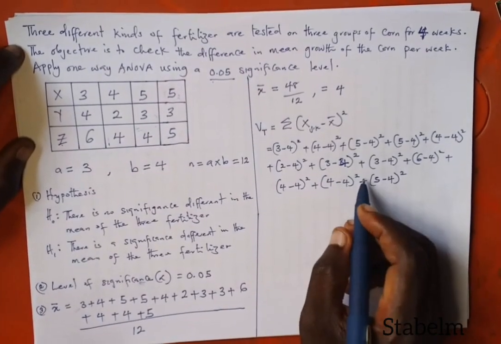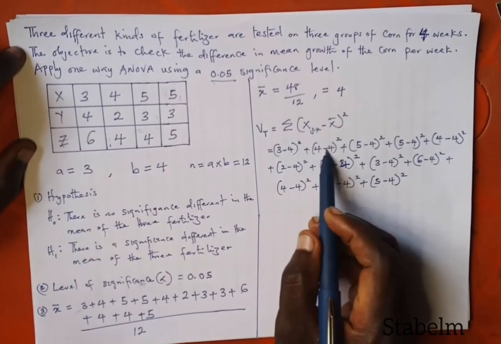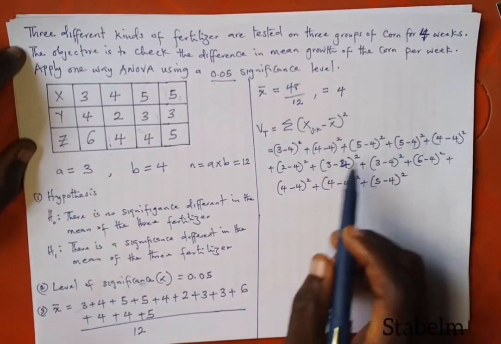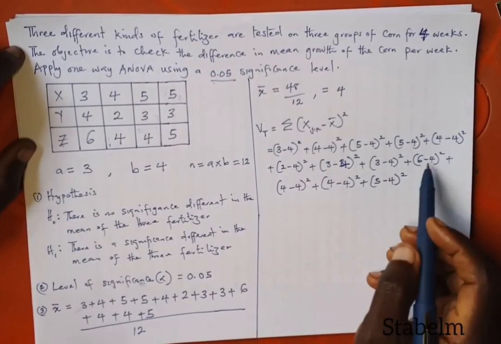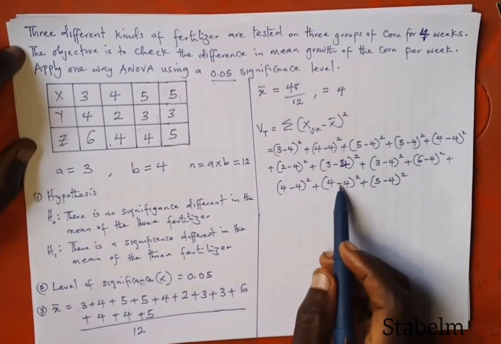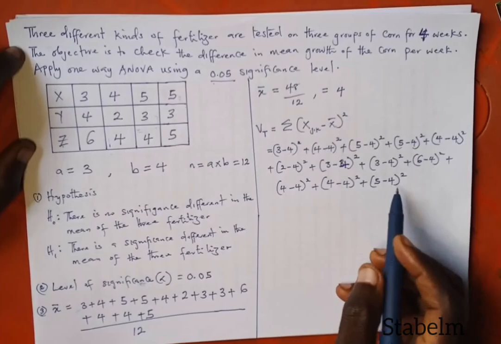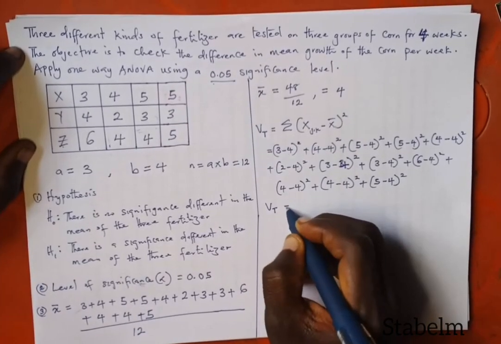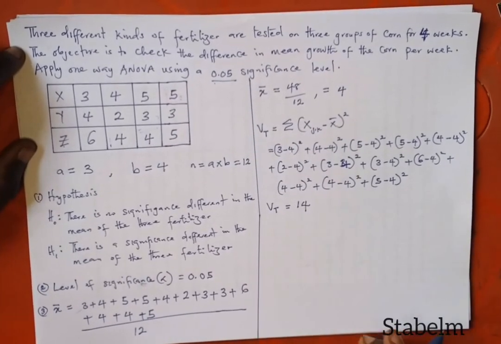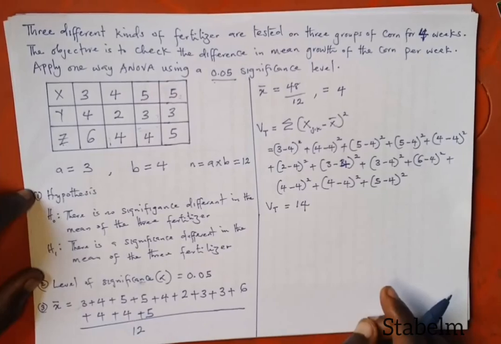So if we add all of this together, this is 1, 0, 1, 1, 0. This is 4, 1, 1, 4. This is 0, this is 0, and this is 1. When you add everything together, therefore V total will be equal to 14. Our V total will be equal to 14.